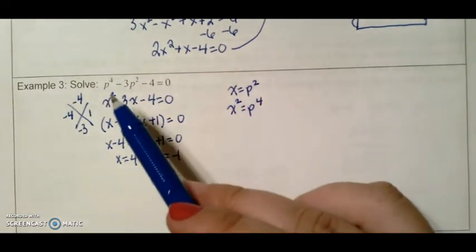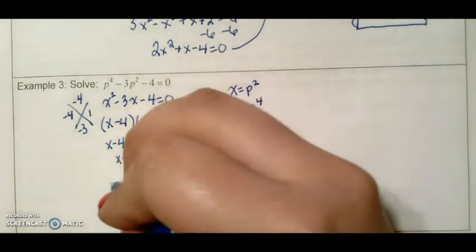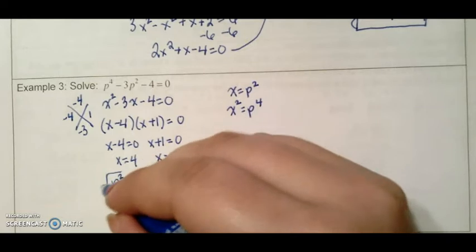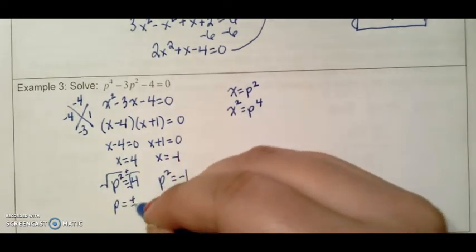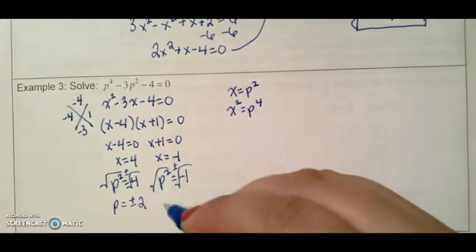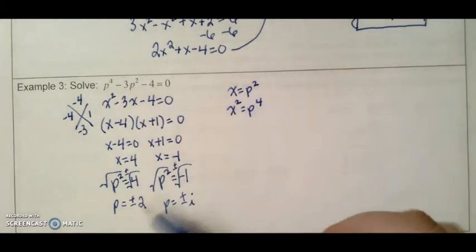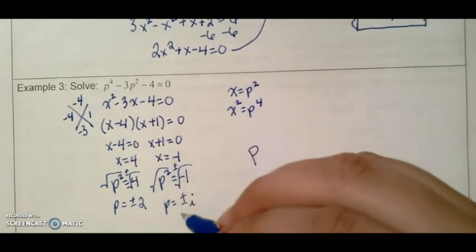But remember, we weren't solving for x, we're solving for p, so we have to substitute that back in. So we can say that p squared is 4, and p squared is negative 1. And then using the square root property with the plus or minus, p is plus or minus 2. And then same thing here, plus or minus. P is plus or minus i. So we actually have 4 answers here. And we didn't use the power rule, so we don't have to substitute these back in.